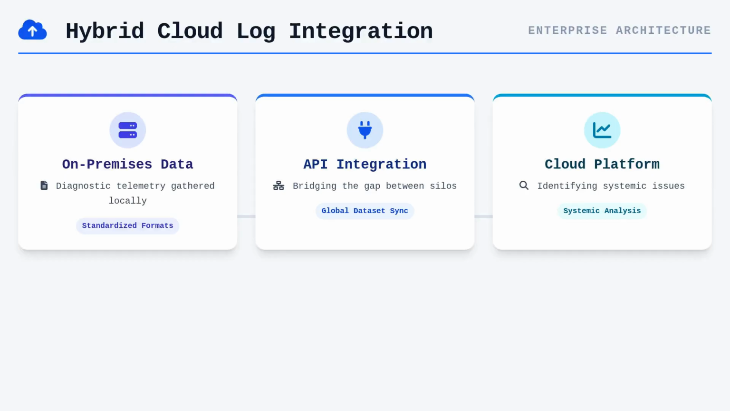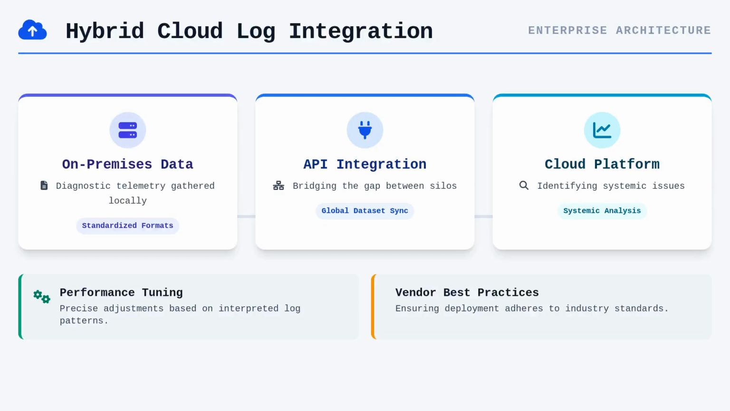When you master the art of interpreting these logs, you gain the ability to perform precise performance tuning and ensure that your deployment adheres to the vendor's best practices. This is the cornerstone of effectively maintaining complex, large-scale hybrid systems.